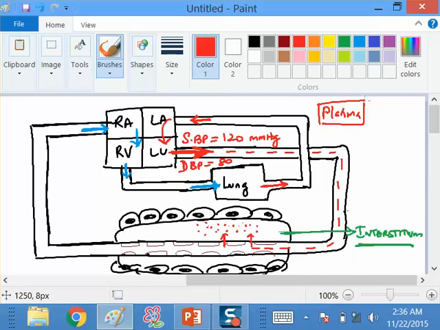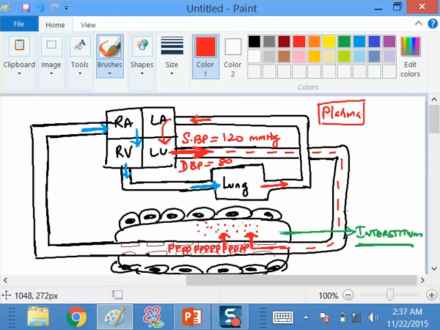Okay. Now my question is, the fluid, meaning water, is going out, right? What will happen to the concentration of protein in the plasma? Water is going out from the plasma. What will happen to the proteins in the plasma? The concentration of protein will be increased. Because the fluid is going out, the protein will become more here.